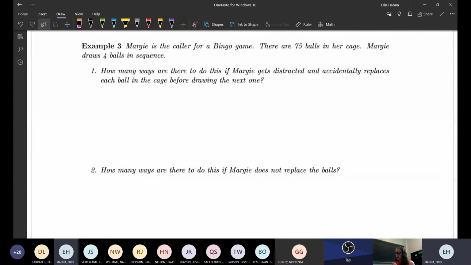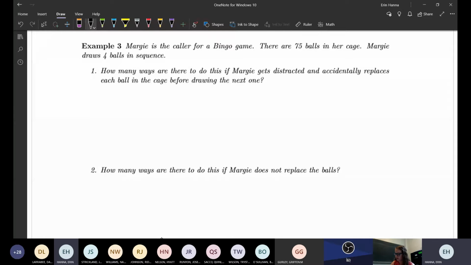Now, let's say that Margie is a caller for a bingo game, and there are 75 balls in the little bingo ball cage. And Margie draws 4 balls in sequence. So how many ways are there to do this if Margie gets distracted and accidentally replaces each ball in the cage after drawing the next one? So this one technically wouldn't quite be an arrangement necessarily, because we're replacing them each time.